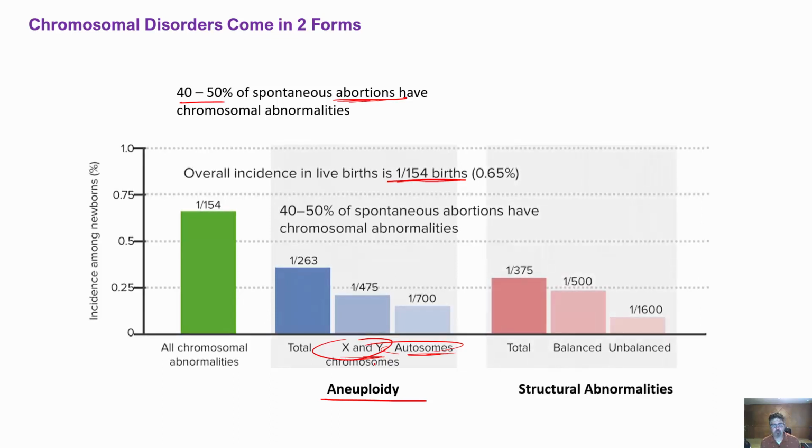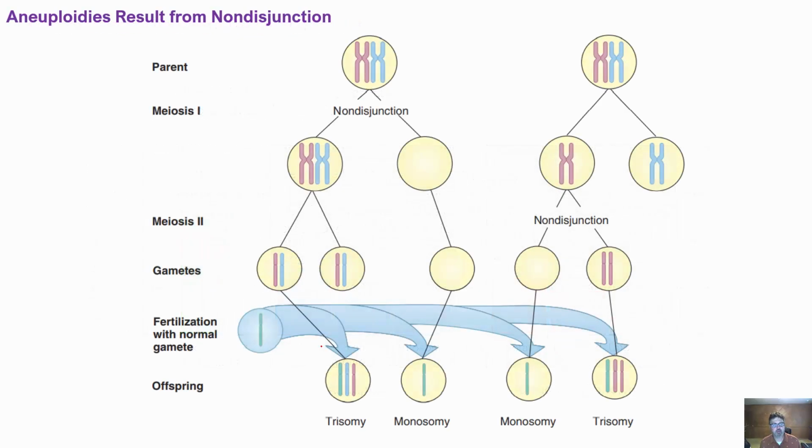You can also have structural abnormalities, maybe an inversion, a translocation, something like that. In this case, we're going to see that we can have a few of these, which is a little more prevalent than the aneuploidies, but not a whole lot. But that gives you an idea of the different types of disorders that we'll be looking at.